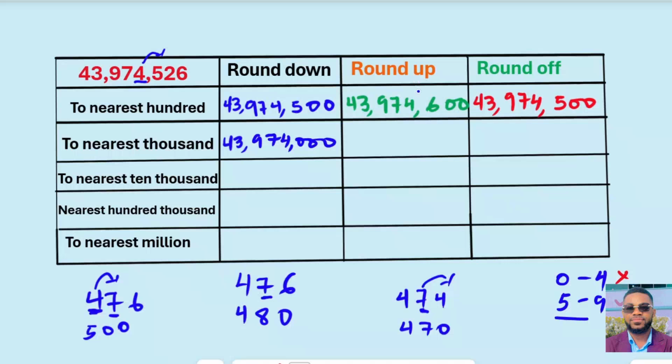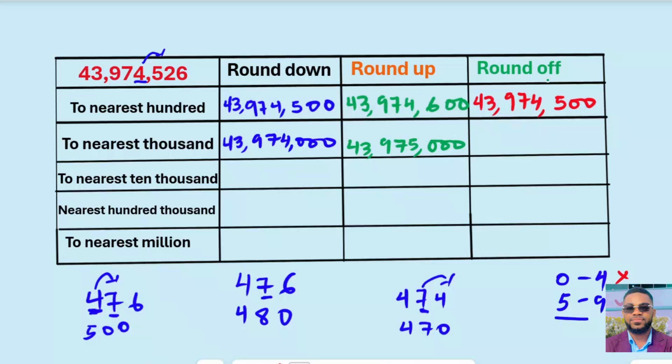Now let's round up to the nearest 1,000. The same number, we are supposed to round up. So rounding 4 up means it's going to be 5. So we have 43,975,000. So this is what we're going to get.